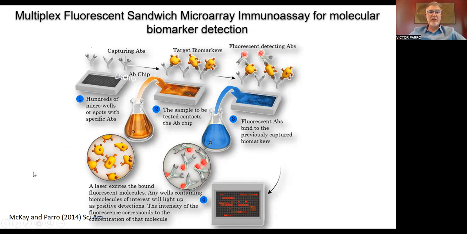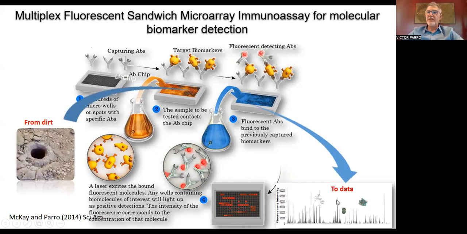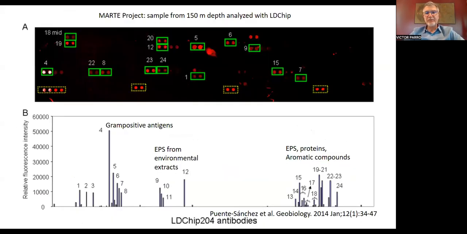After a crude extract, we filtrate below 10 microns, incubate the microarrays, and then we add another fluorescent antibody mixture. If something has been captured, these antibodies bind again to form a kind of sandwich that is revealed by using a laser that excites the fluorochrome, and a CCD camera takes a picture of the fluorescence. This fluorescence can be quantified, and the idea is to get direct information from the dirt to the data.